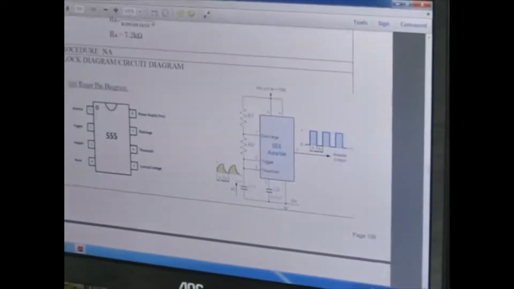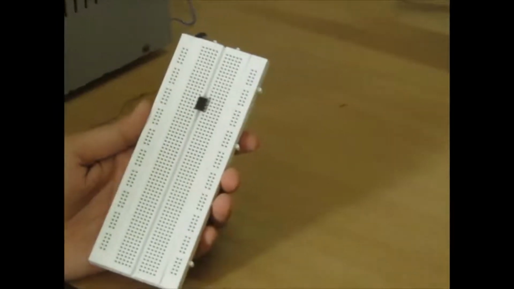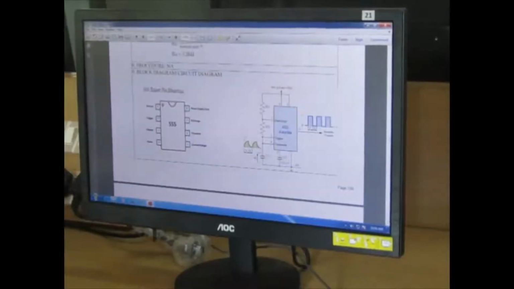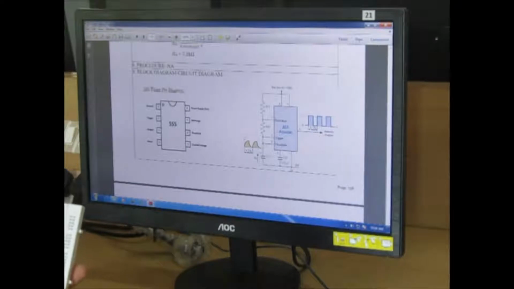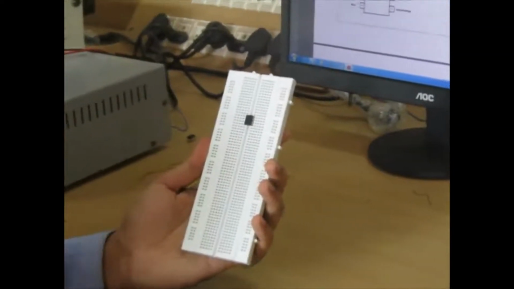So let us start the building of the circuit, so that we can see the output of this 555 astable multivibrator. Okay, so now let us start this 555 astable multivibrator connection. As you see, I have mounted this 555 IC on this breadboard, and I hope you understood the logic of this breadboard.